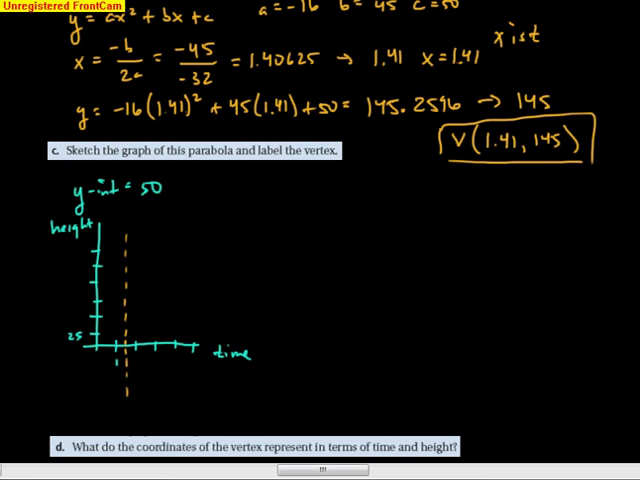And then on that, I'll put my vertex. My vertex is 1.41, 145. Up 145: 25, 50, 75, 100, 125, almost 150. There's your vertex. I'll put the y-intercept on there too. The y-intercept's at 50. 25, 50. Maybe I'll do it in pink so you can see it better.